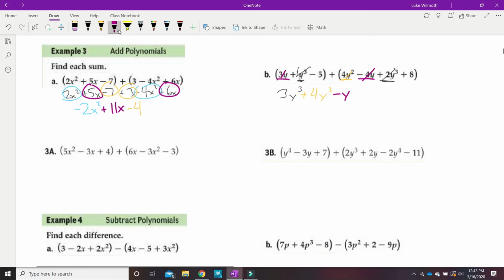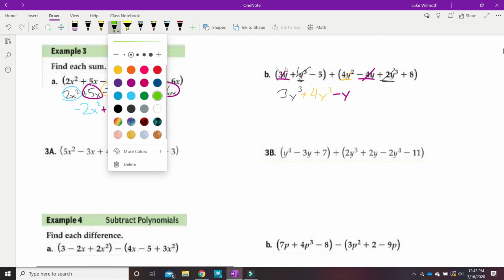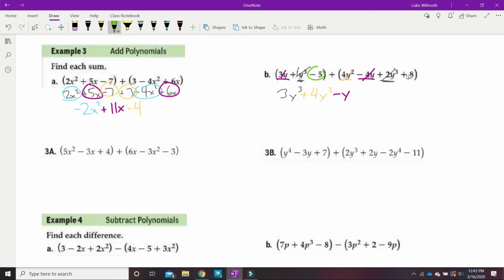And then finally, I've got my minus 5 and plus 8. Minus 5 plus 8 is going to be a total of positive 3. That's it for that problem. At this point, you should pause the video and see if you could do these problems here.